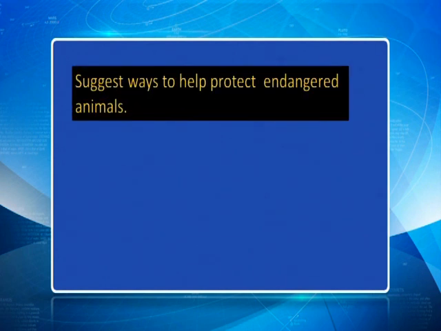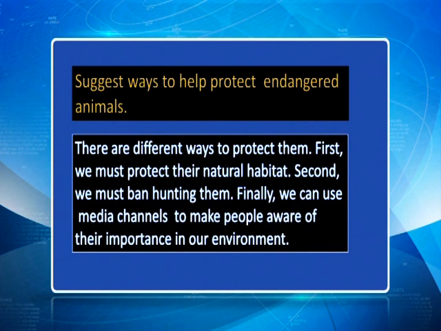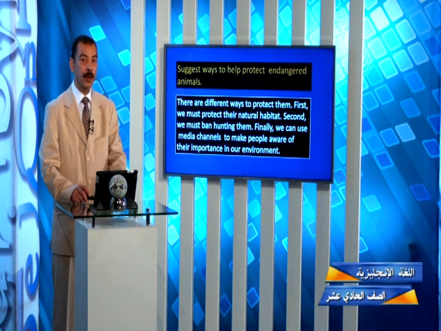Another question, suggest ways to help protect endangered animals. How can we protect endangered animals? That is, animals who are in the danger of extinction. We can protect them by, for example, there are different ways to protect them. First, we must protect their natural habitat. Second, we must ban hunting them. Finally, we can use media channels to make people aware of their importance in our environment. So these are suggested examples or solutions to protect endangered animals.